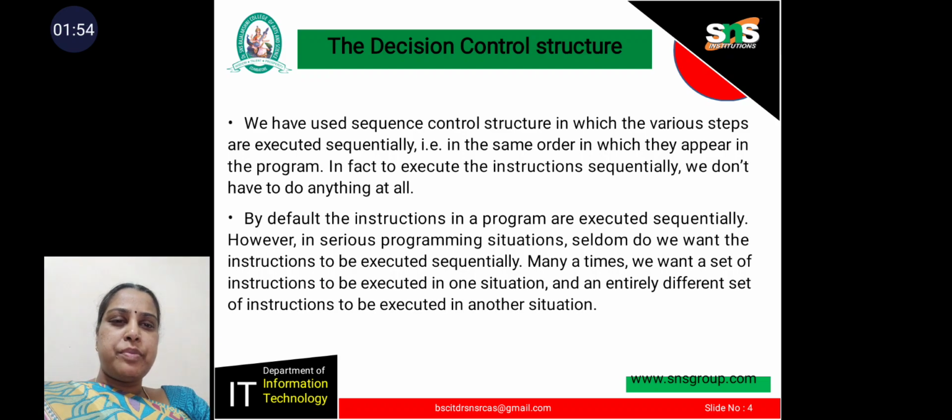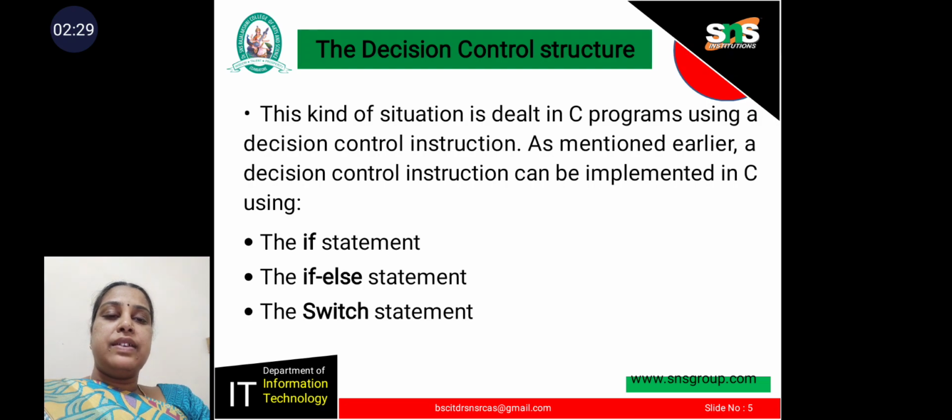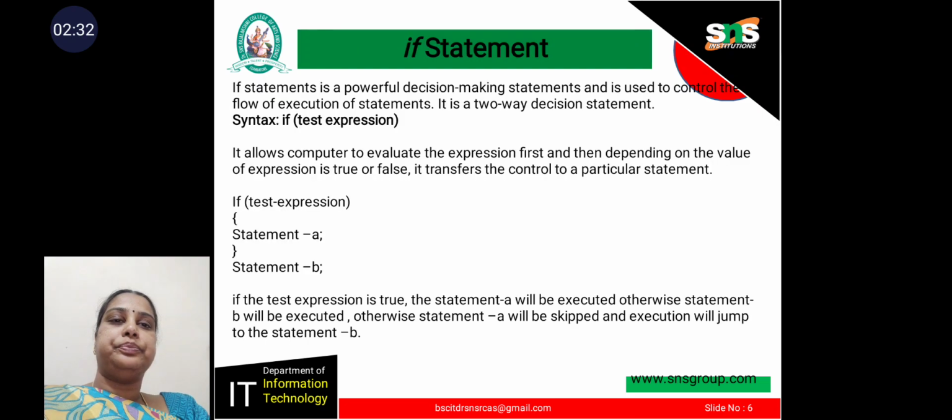However, in serious programming situations, do we want the instructions to be executed sequentially? Many times we want a set of instructions to be executed in one situation and an entirely different set of instructions to be executed in another situation. This kind of situation is dealt with in a C program using decision control instructions. As mentioned earlier, decision control instructions can be implemented in C using three sets of statements: the if statement, the if else statement, and the switch statement.